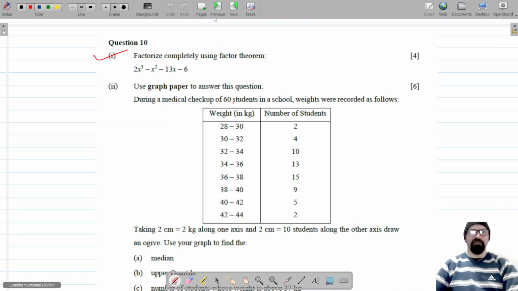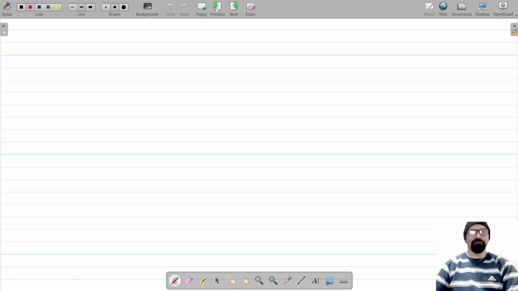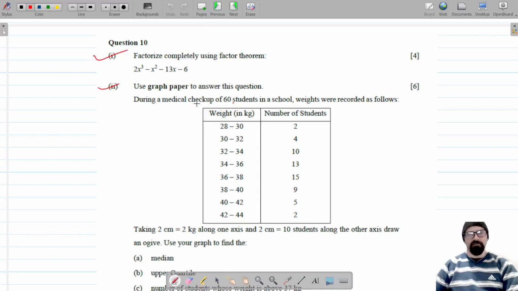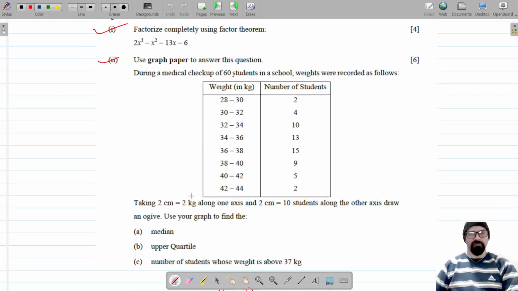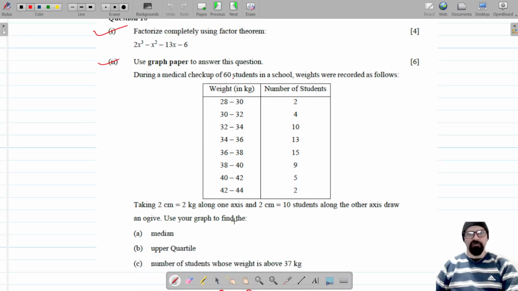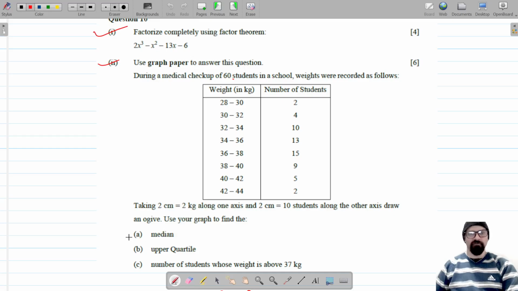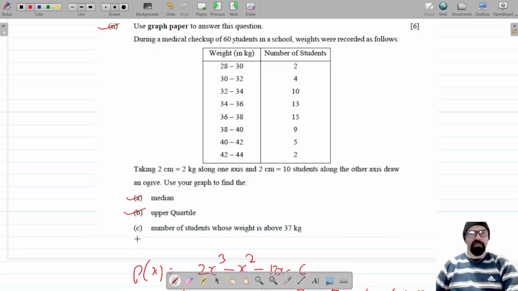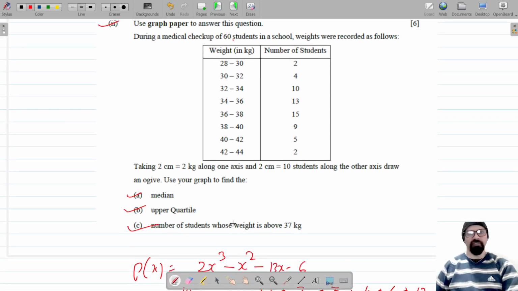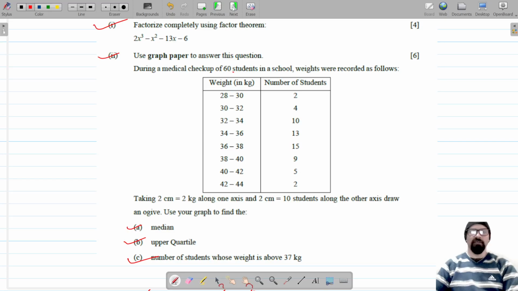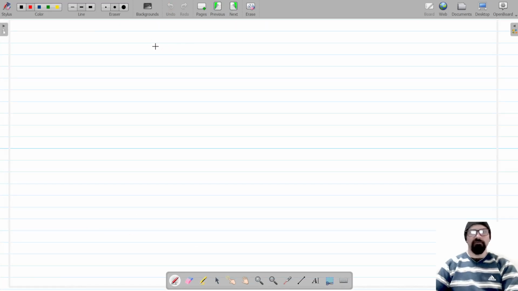Okay, and moving on to the second one, we have to use a graph to answer this question. So during a medical checkup of 60 students in a school, weights were recorded as follows. We have to use the graph to find the median, upper quartile, and the number of students whose weight is about 37 kg. So I'm going to plot this graph here.